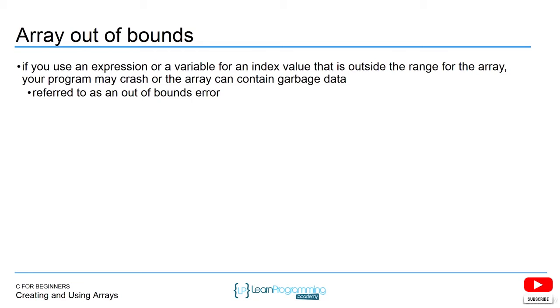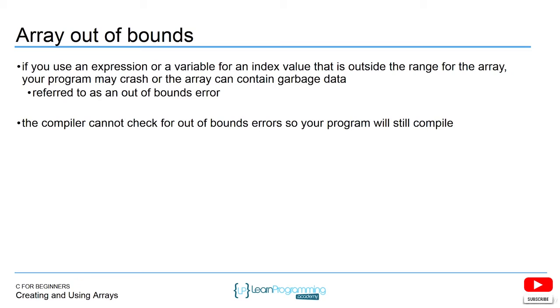The problem with an array out of bounds error is that it can cause your program to crash. Or even worse, it can cause your program to look like it's acting normal, but then it doesn't act normal. So it doesn't produce consistent results. Sometimes you'll have garbage data that doesn't mean anything in the array. Again, it's very unpredictable when you have an array out of bounds error.